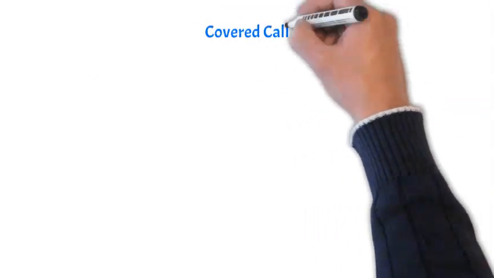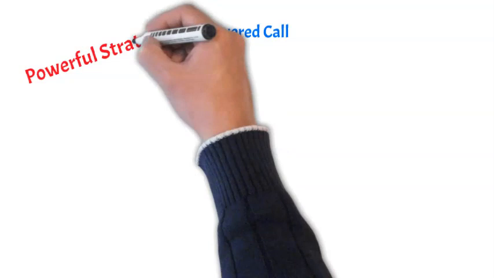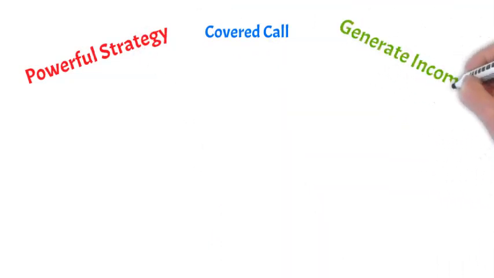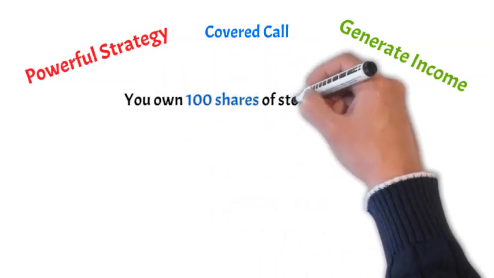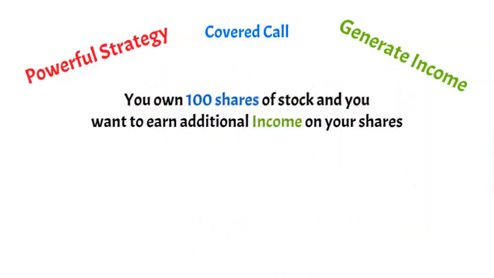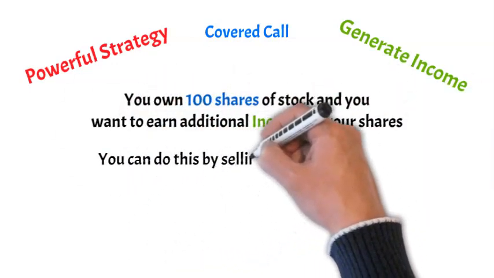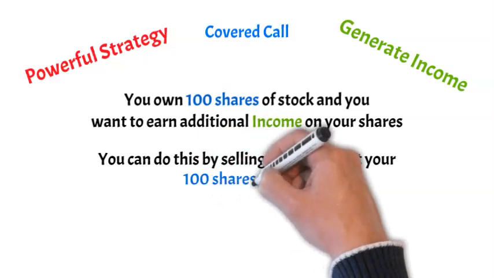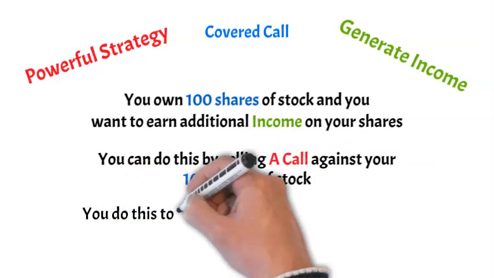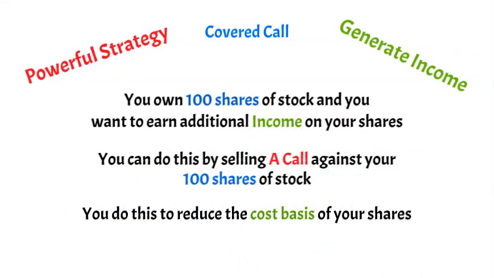The covered call. This is a very powerful strategy and one of the most popular strategies used with options to generate income on shares of stock. So what exactly is a covered call? You own 100 shares of stock and you want to earn additional income on your shares. You can do this by selling a call against your 100 shares of stock. You do this to reduce the cost basis of your shares.